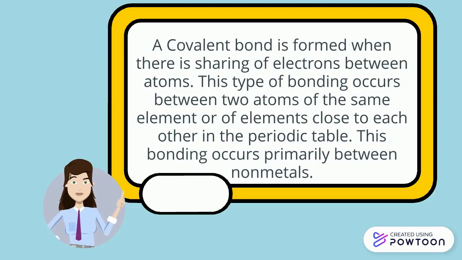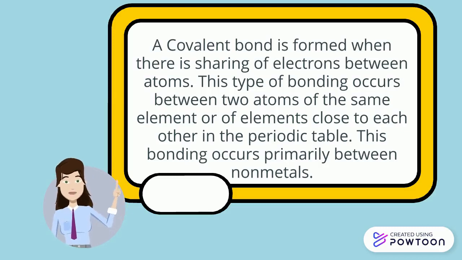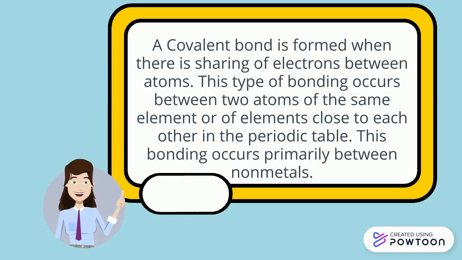A covalent bond is formed when there is sharing of electrons between atoms. This type of bonding occurs between 2 atoms of the same element or of elements close to each other in the periodic table. This bonding occurs primarily between nonmetals.